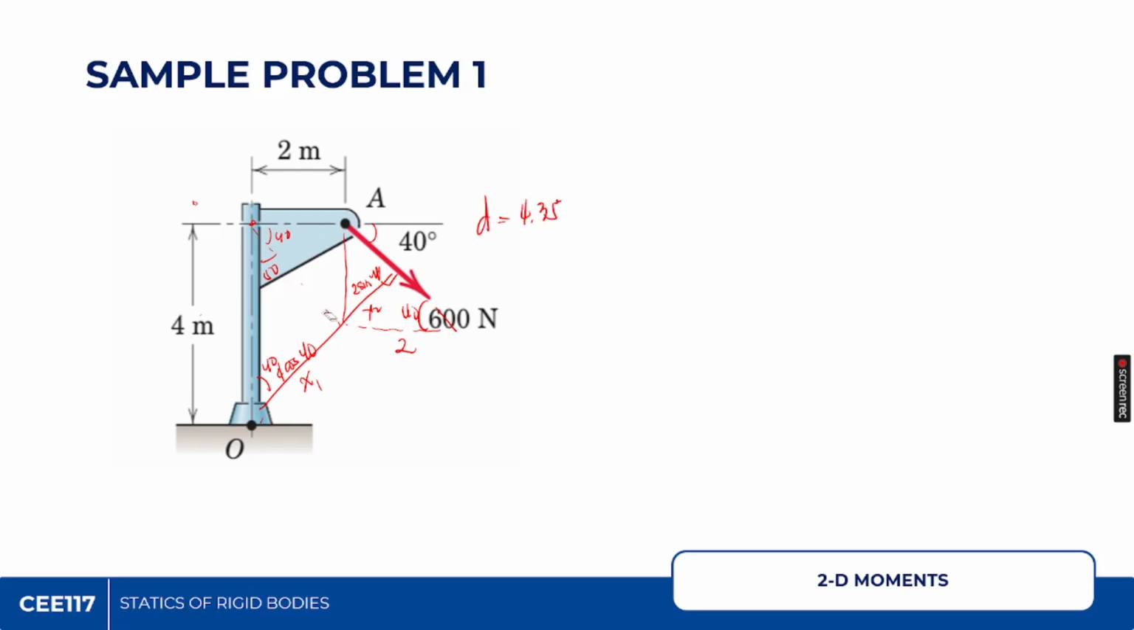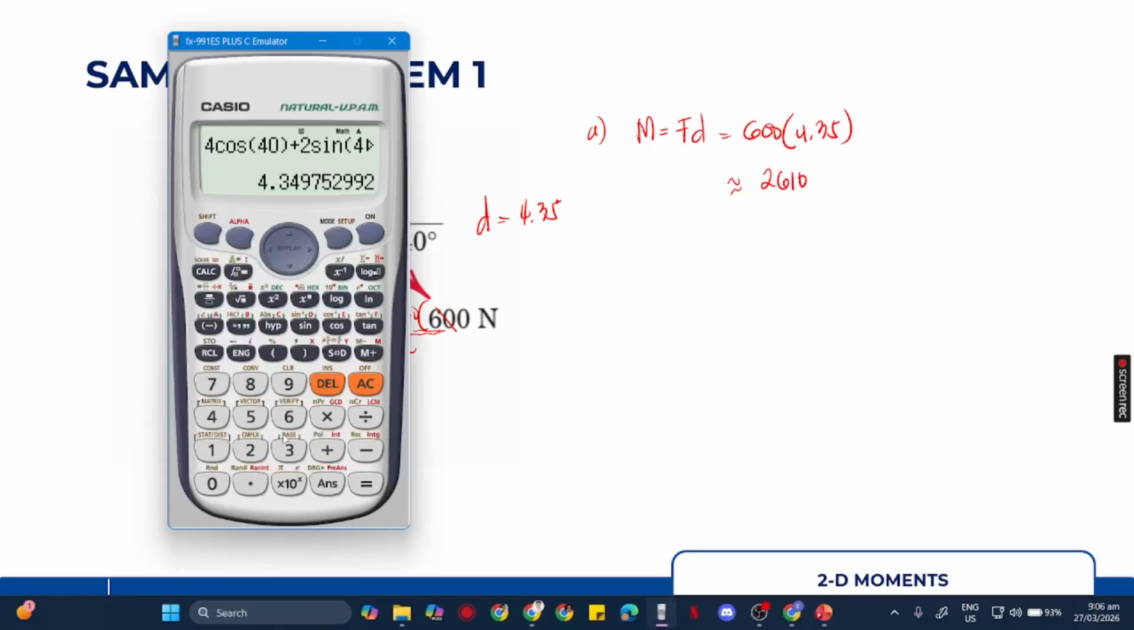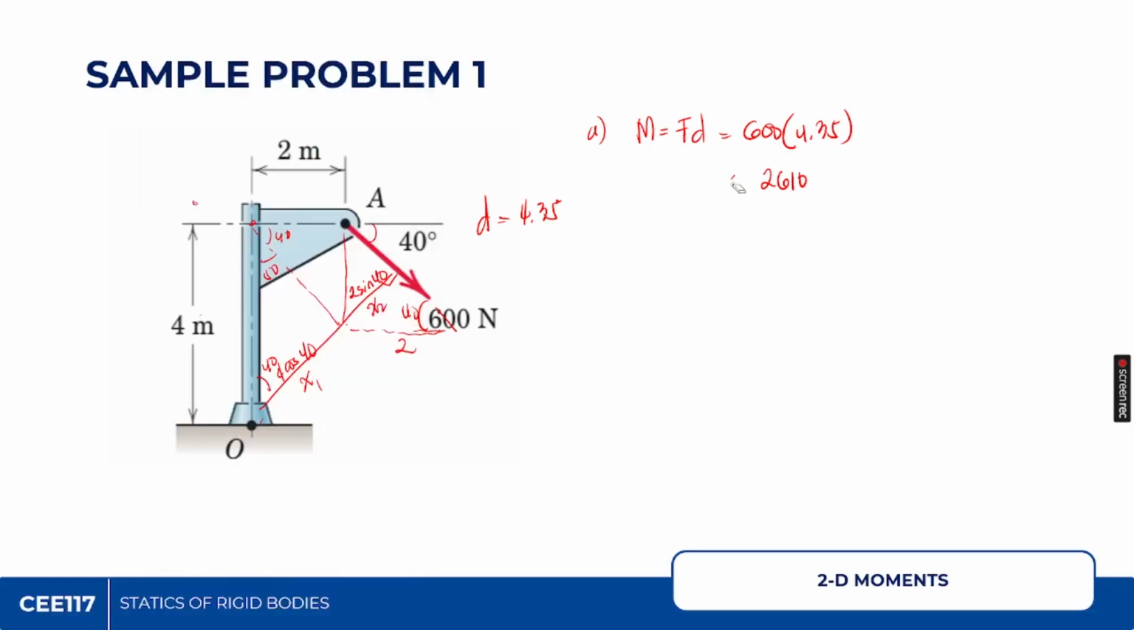So, using scalar method for letter A, moment is equal to force times perpendicular distance, that is 600 times 4.35, which is approximately 2610. 600 times 4.35 is exactly 2,610. That is your answer for letter A.